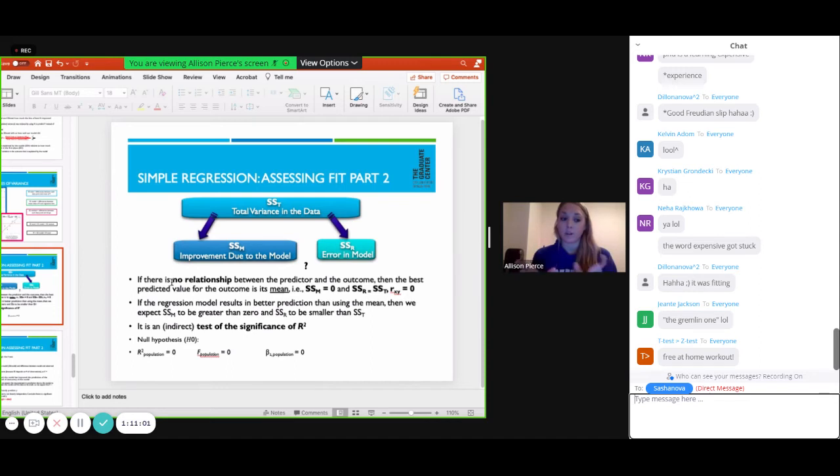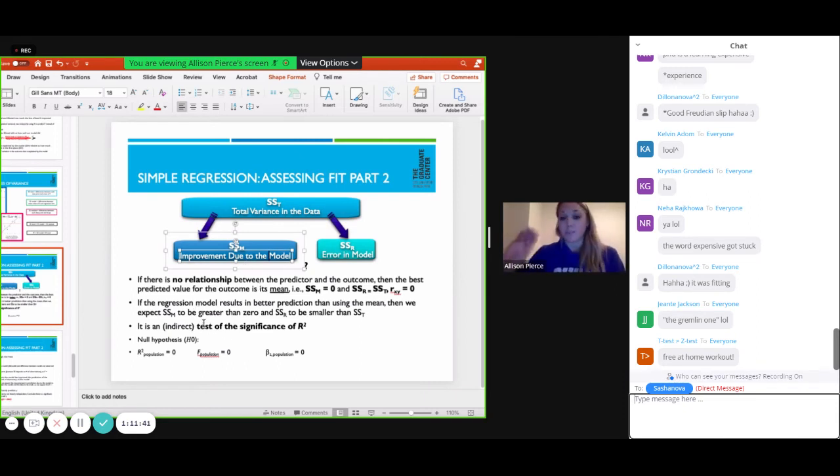Whenever we're comparing this, our null hypothesis is that if our predictor model is actually better than our base model, there should be an improvement, right? But if there's no relationship between the predictor and the outcome, then the sums of squares model, the improvement due to our model, should be 0. There should be no improvement if our predictor is doing just as good as the mean of the outcome. But if it's doing better, we should get some improvement. So that's the null hypothesis here in comparing your base model to your model with a predictor.